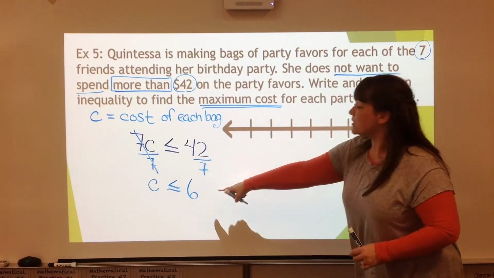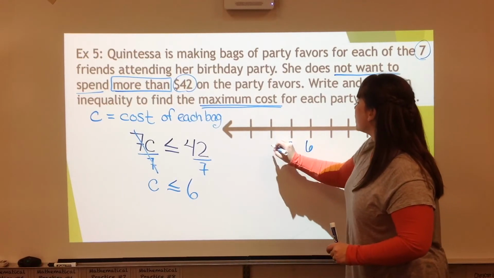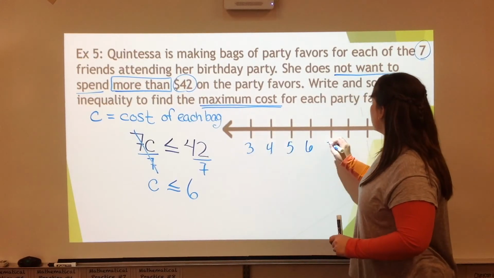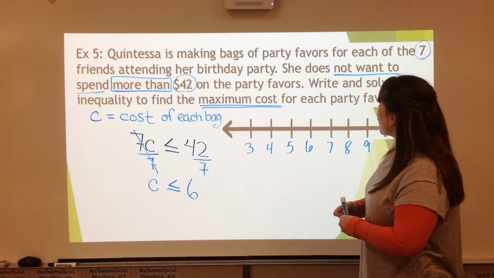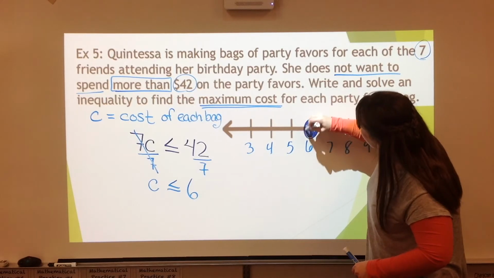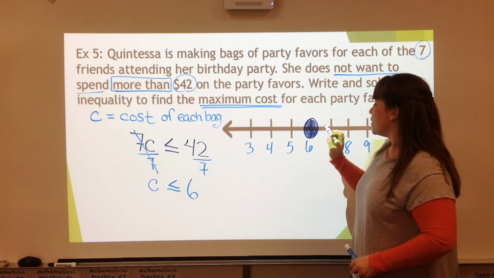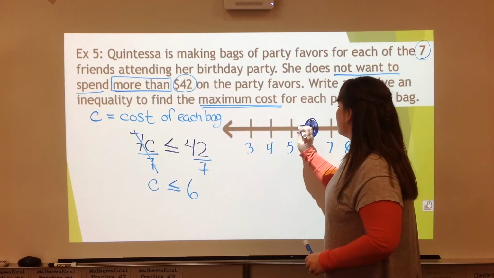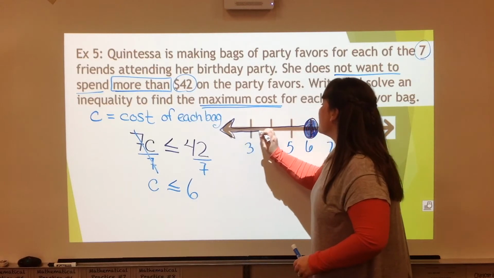We're going to take the 6, put it on the number line, fill out some numbers around it so that it looks like a number line. And now let's do our circle and shade. There's going to be a solid closed circle above 6, and then we're going to shade to the left, meaning we can't spend more per bag than $6.